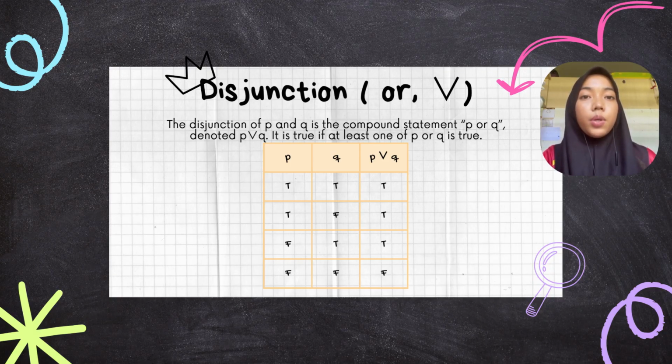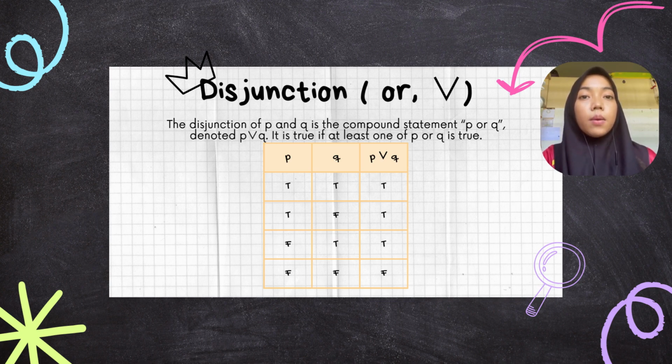First row, P is true, Q is true. Since both statements are true, P or Q is true. Second row, P is true, Q is false. Even though Q is false, P is still true. So, P or Q is still true because at least one statement is true.